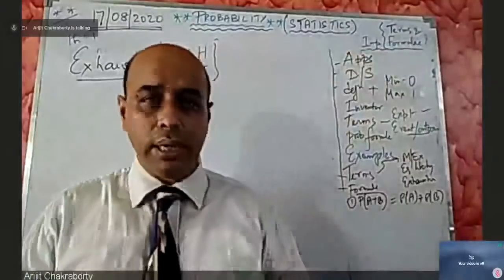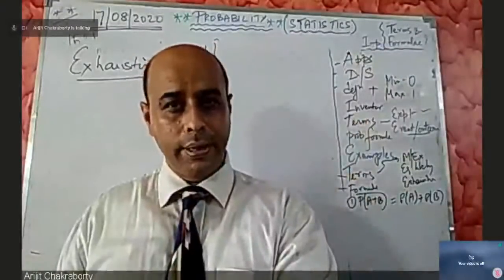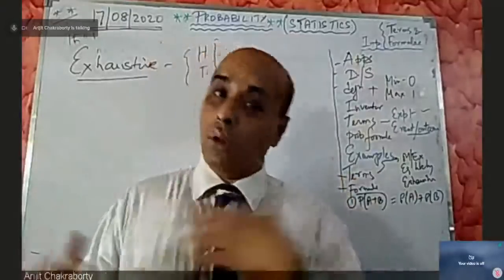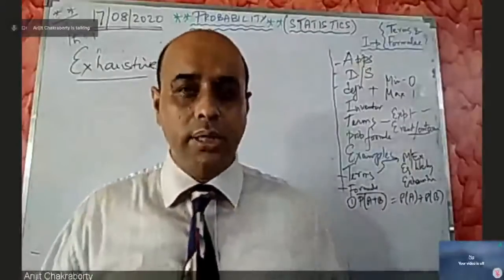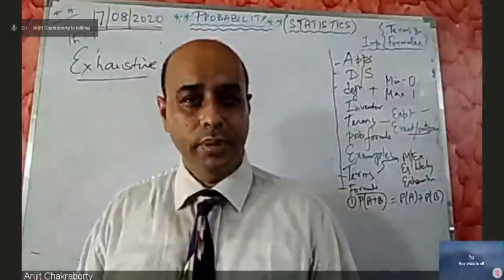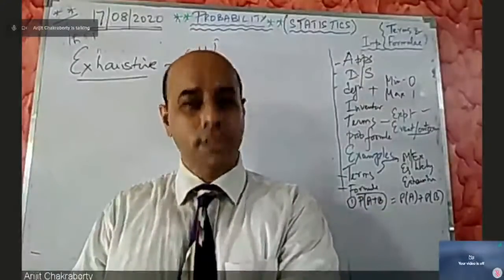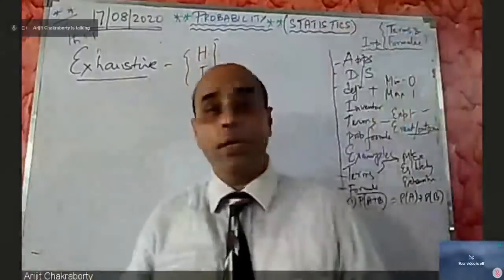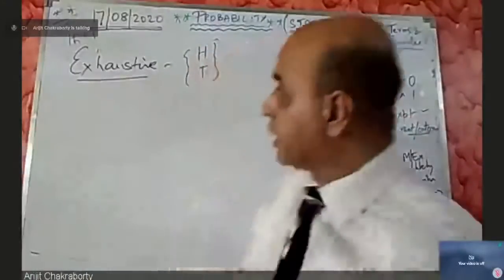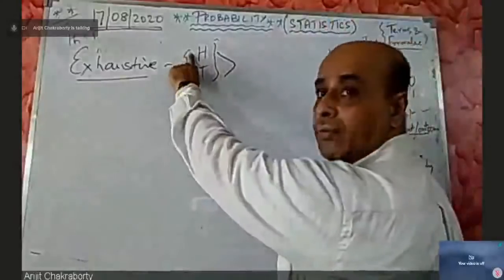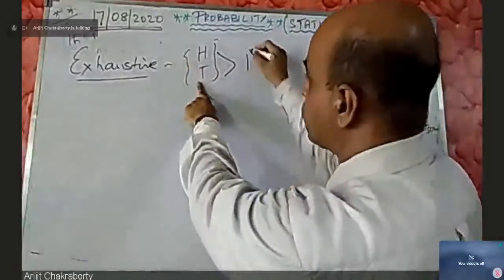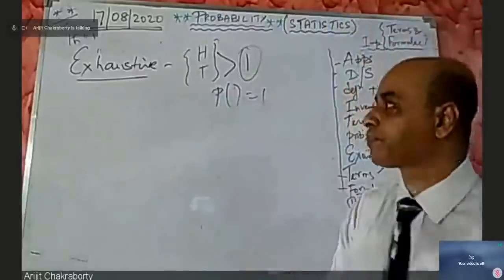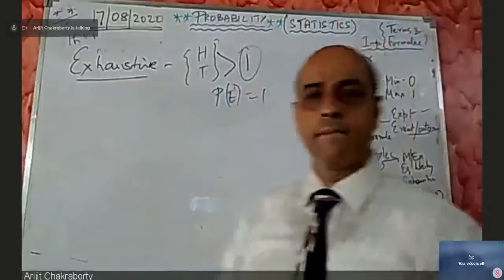Mutually exclusive means what? Either it's a head or a tail. You cannot have both. Either I fail or I pass. Either I am happy with my marks or I am not happy. Either my product is successful in the market or not successful. So, either or. Mutually exclusive. Exhaustive means that other than head or tail, there cannot be any other outcome. That means the total probability of having a head or a tail together is 1. Probability of the event equal to 1.